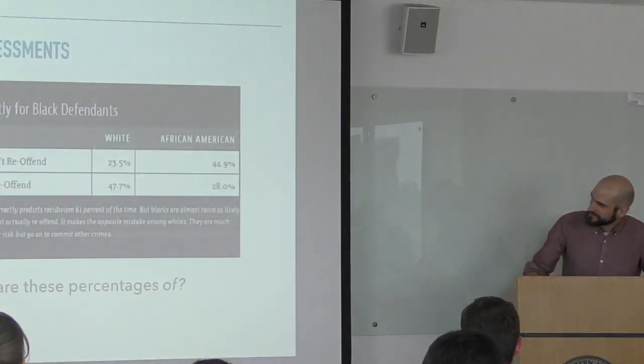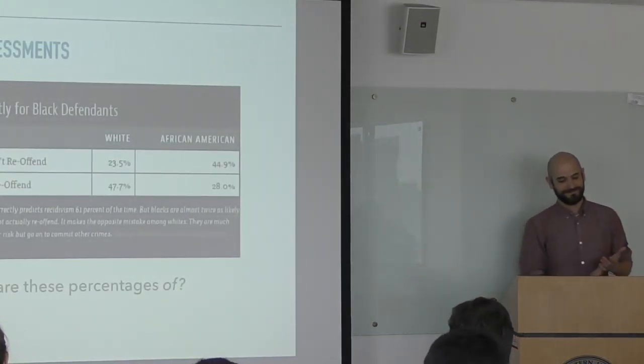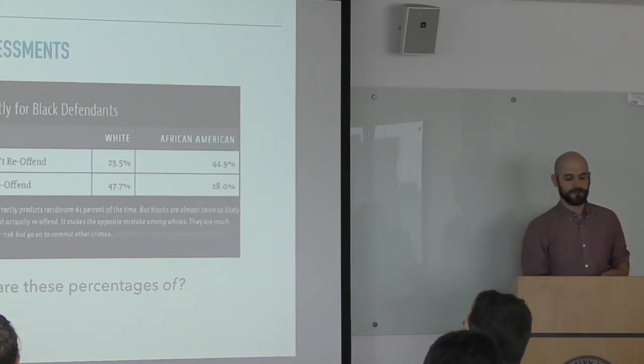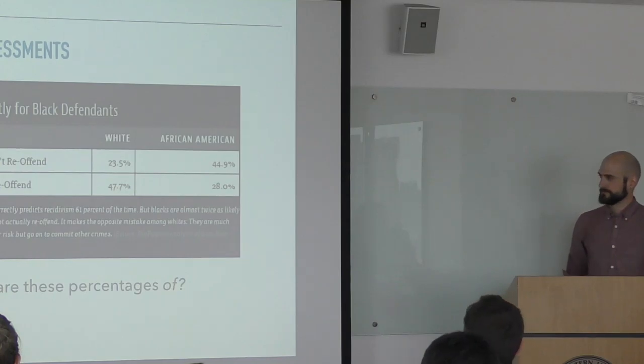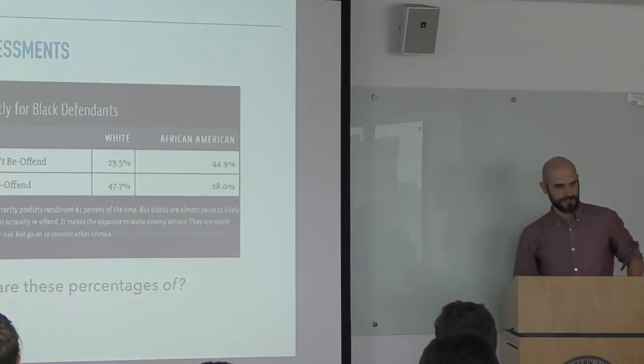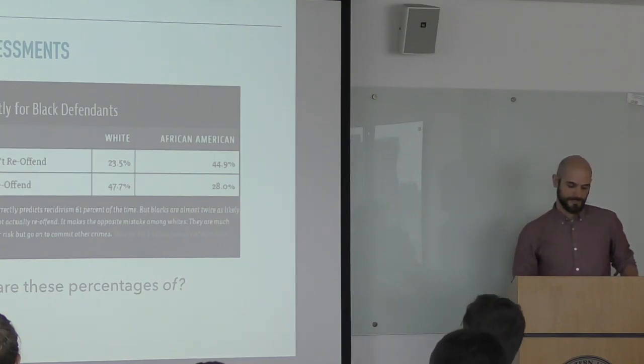ProPublica wrote that COMPAS is an unfair and a biased algorithm. Why did they claim this? Because they found that the two following metrics are unequal. But this chart is somewhat ambiguous.